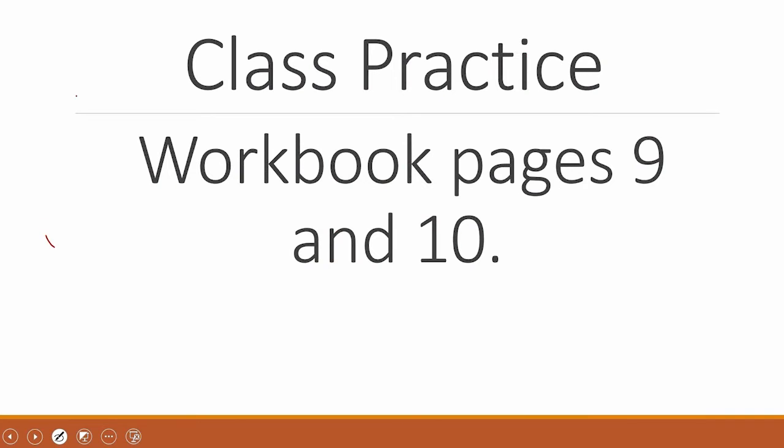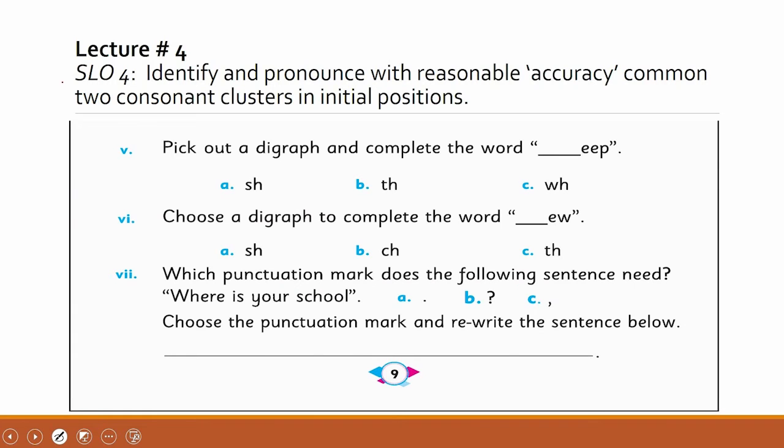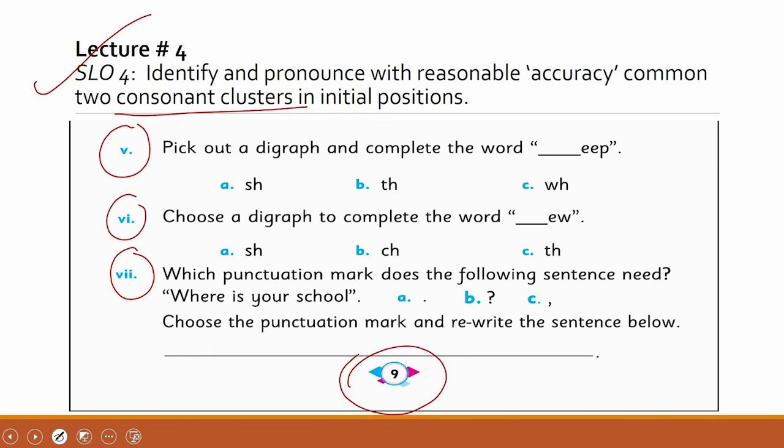Now let's do the class practice together. Open your workbook pages 9 and 10. The SLO keeps coming on the screen again so that you can remember what we are doing. We are doing consonant clusters. So we are going to do parts 5, 6 and 7 of page number 9 of the workbook. I hope you all have it in front of you. So let's read it out loud and circle the right answers. Pick out a digraph and complete the word: dash eep. We have 3 options.